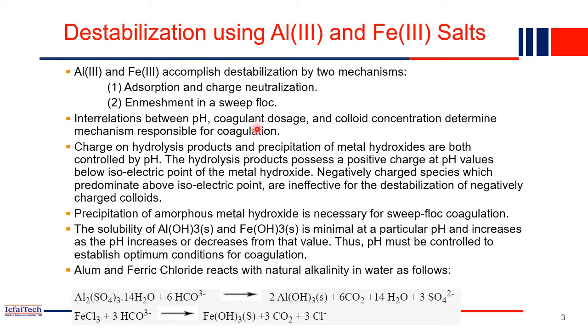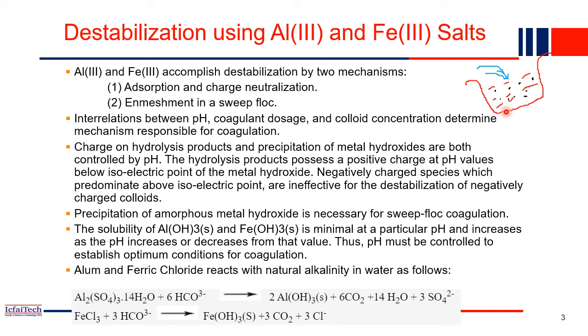The interrelation between pH, coagulant dosage, and the colloidal concentration determines the mechanism responsible for coagulation. What does it mean? For example, this is a tank. You can understand here water is there, and these particles are suspended. Let me draw it here. These small particles are suspended in the water. So what do we do? We add the chemicals, right? Coagulants we call them. So we add some quantity of coagulant. Now the reaction will take place and the settlement will take place.